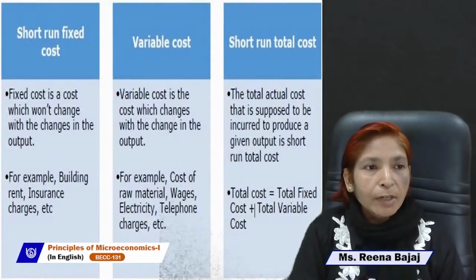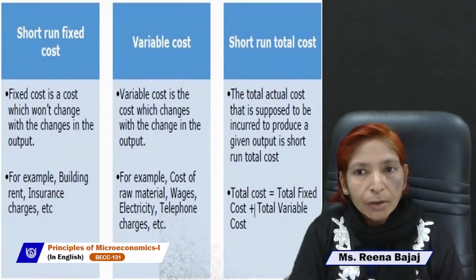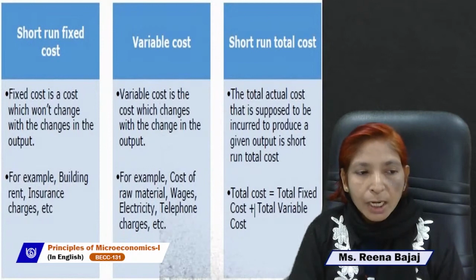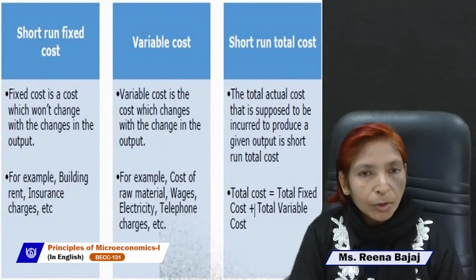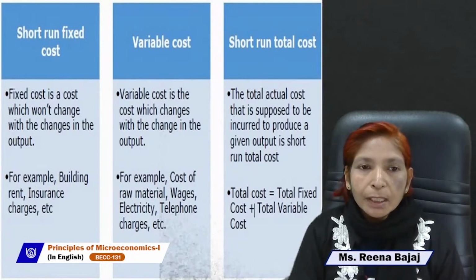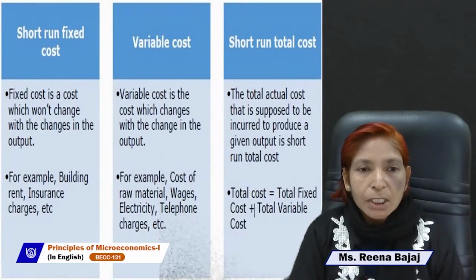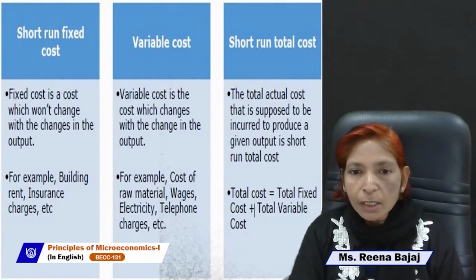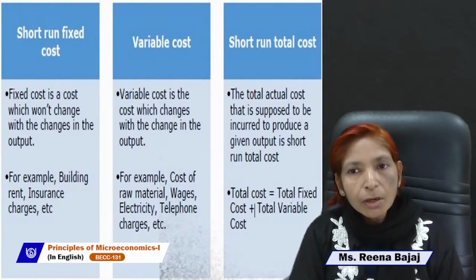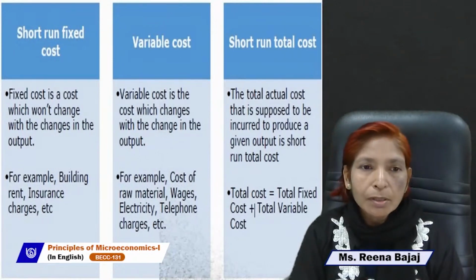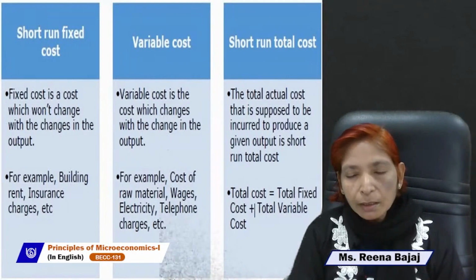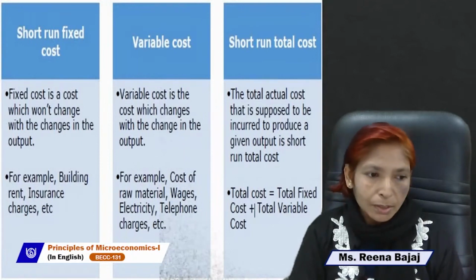Next, here is the difference between short-run fixed cost, variable cost, and short-run total cost. Fixed costs are those costs which can't change according to the change in output level. Variable cost, as is clear from its name, can change, can vary. Variable cost is the cost which changes according to the change in output. And short-run total cost is the summation of fixed cost and variable cost. The total cost that is supposed to be incurred to produce a given output is short-run total cost.